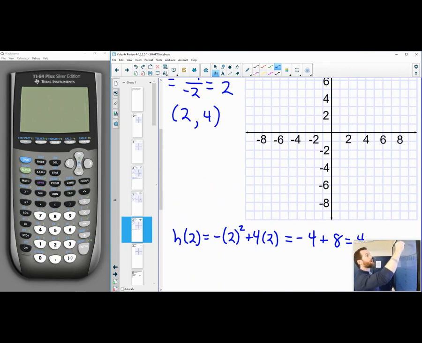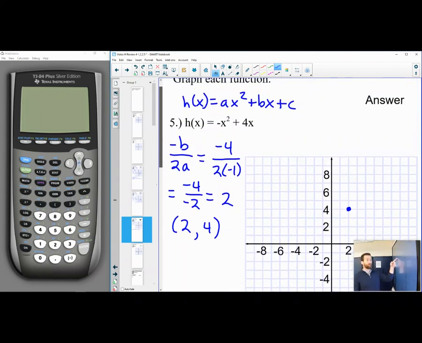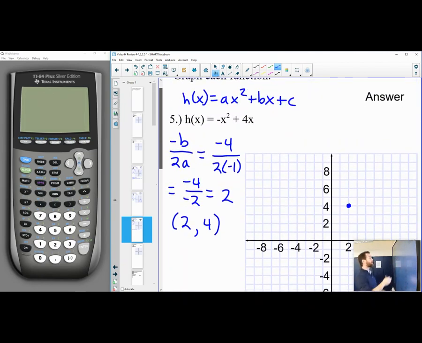Let's graph it. 1, 2, and 4. There we go. Now, here's where standard form becomes easier than vertex form, because we just use our a value, which is a negative 1. So we put another point there, go right 1 and down 1.